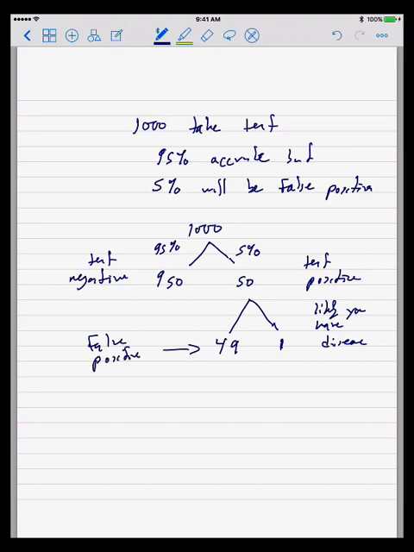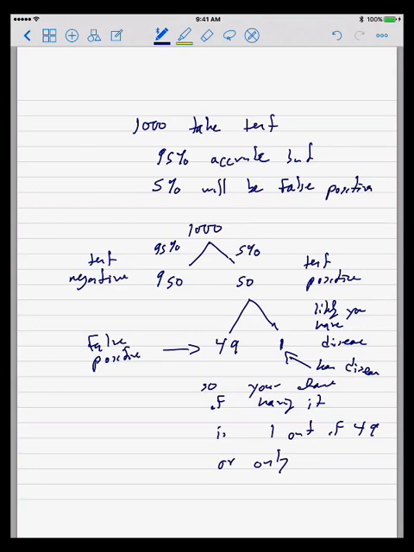Well, in reality, it's going to be much lower than the 95% that you thought, because what this is telling us is that in reality, it is only 1 out of 49, or approximately 2%. That's only 2% versus the 95% that most people think.